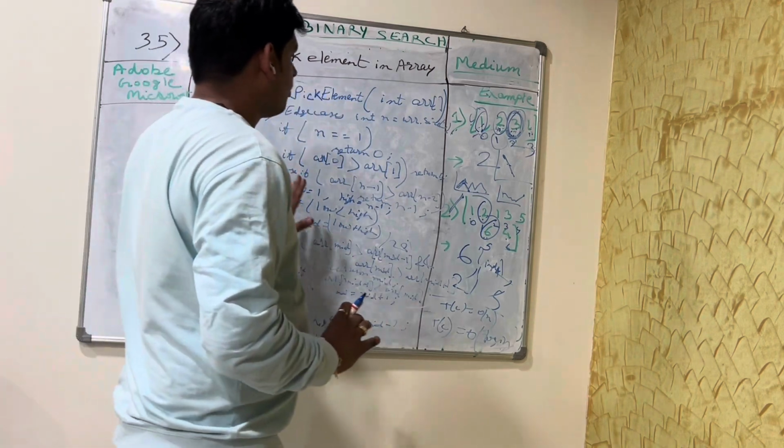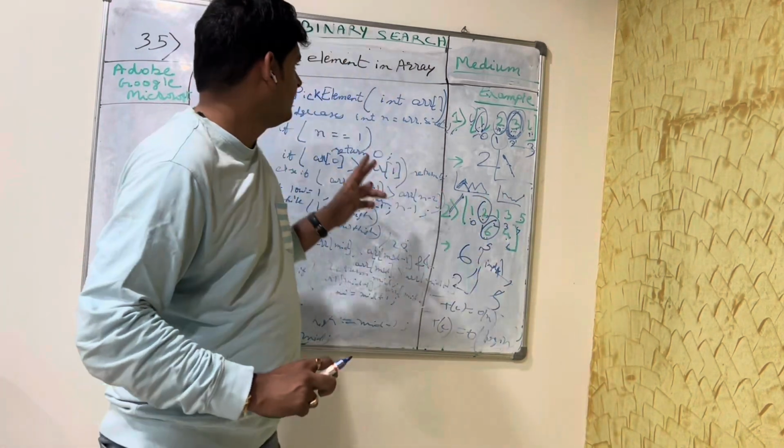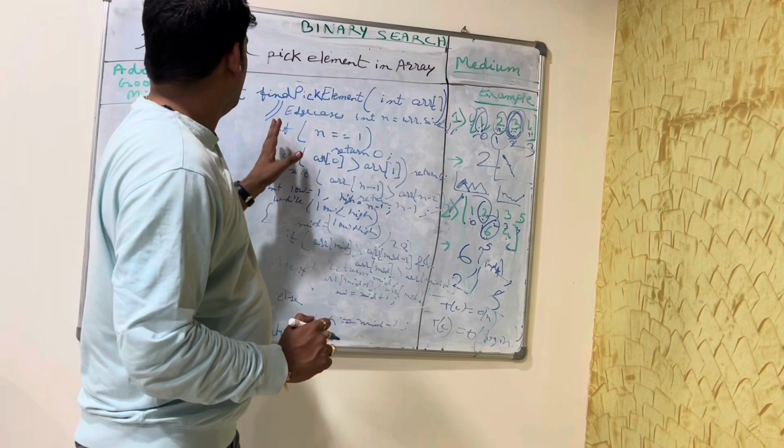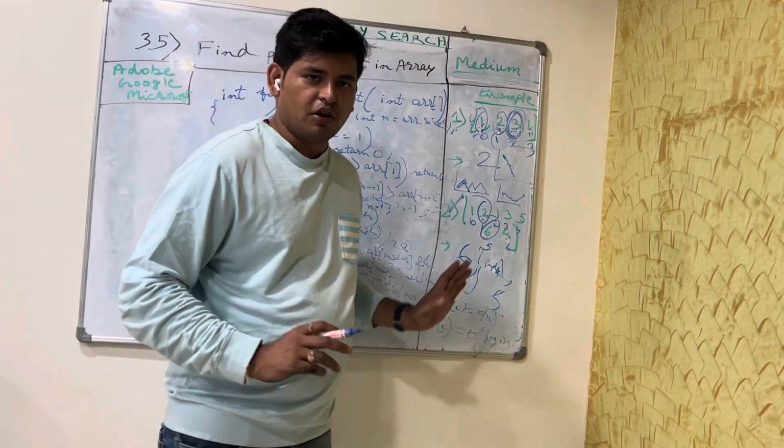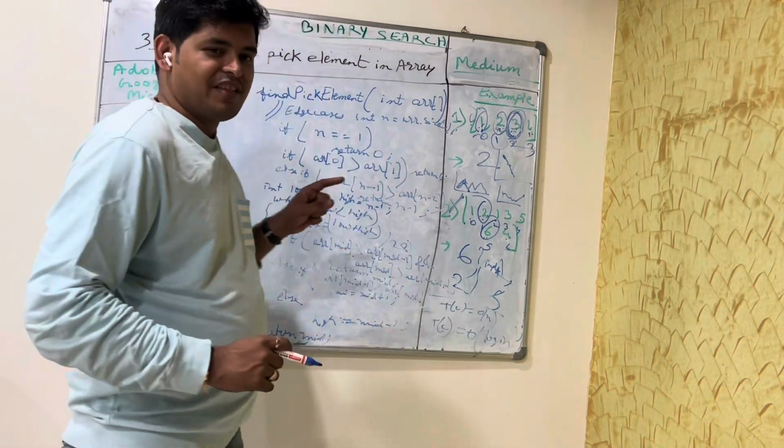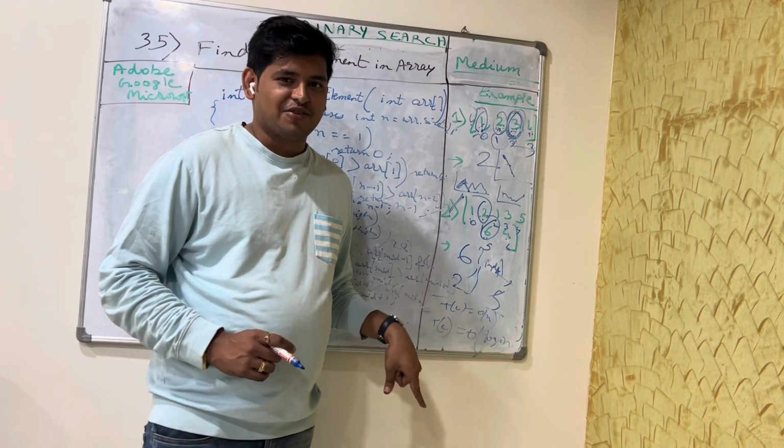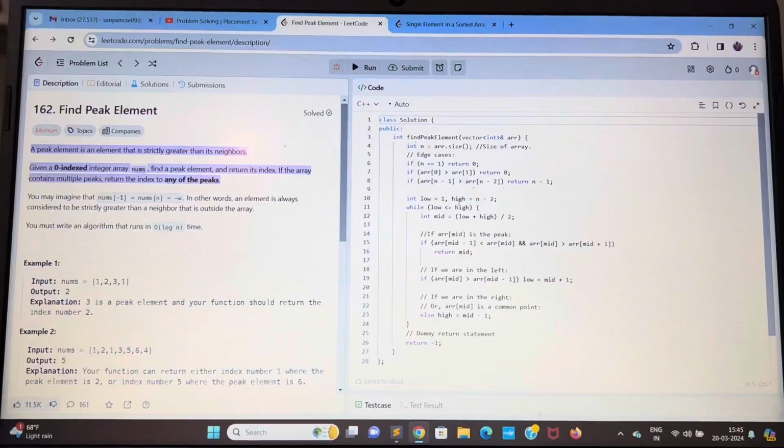Okay. So I think the explanation is clear. The time complexity is order of log n. The link to the question has been given in the description. Please try it yourself and then come to my code walkthrough section.